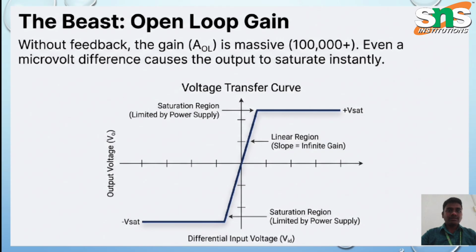The open loop gain, without feedback, AOL is massive, at 1 lakh plus. Even a microvolt difference causes the output to saturate instantly. See the diagram for differential output voltage. The saturation point is negative, limited by the power supply. The output in the saturation region is maximum in the positive direction. In the linear region, the slope shows infinite gain for even a small amount of voltage.